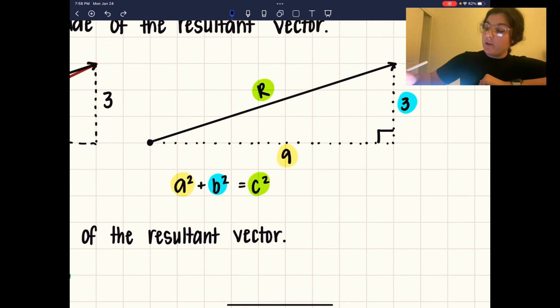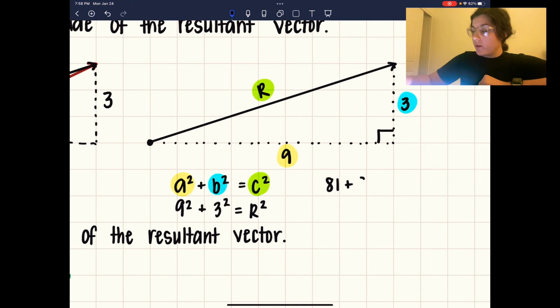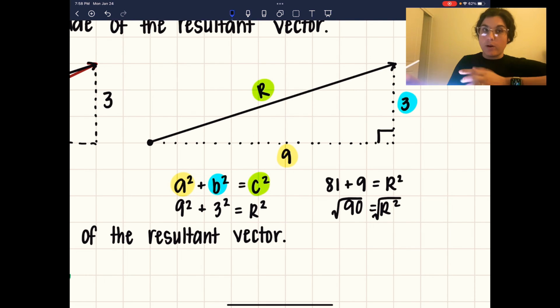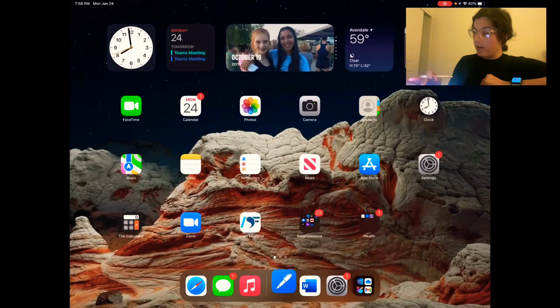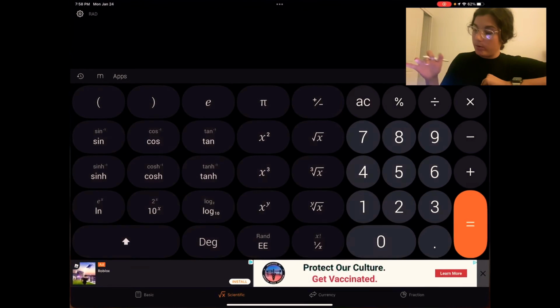So I'm going to plug in 9 for my a side length. I'm going to plug in 3 for my b side length, and c is the magnitude of my vector. So 9 squared is 81, 3 squared is 9, and this is equal to my magnitude squared. So 90 is going to equal my magnitude squared. I'm just going to square root both sides. And when I do that, my calculator will simplify this for me if I'm not sure if it'll simplify. So let's plug that in our calculator and see what the calculator simplifies it to.